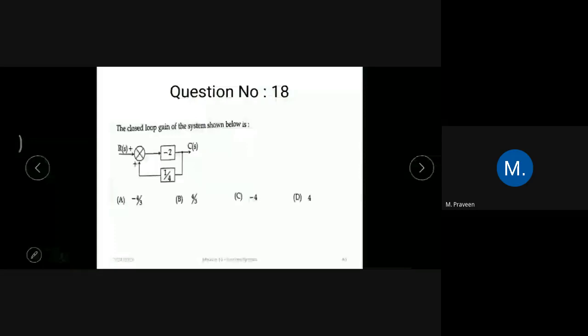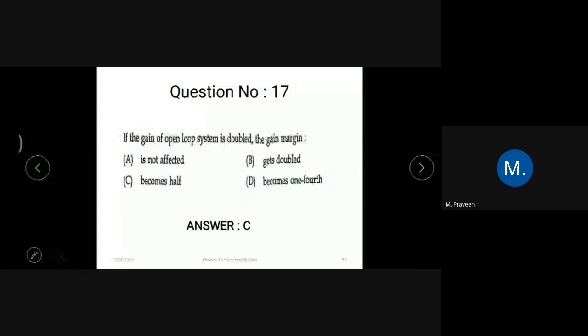I can always give the clue. It is nothing but (T1 + T2) divided by K into T1 T2. Based on this, your K is your gain, and this is the gain margin. If the gain is doubled, the gain margin decreases by half.